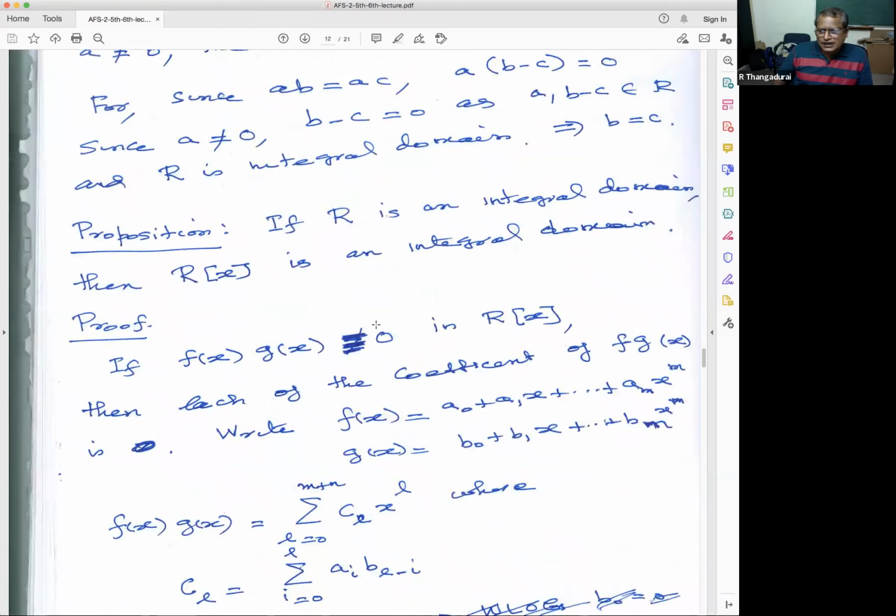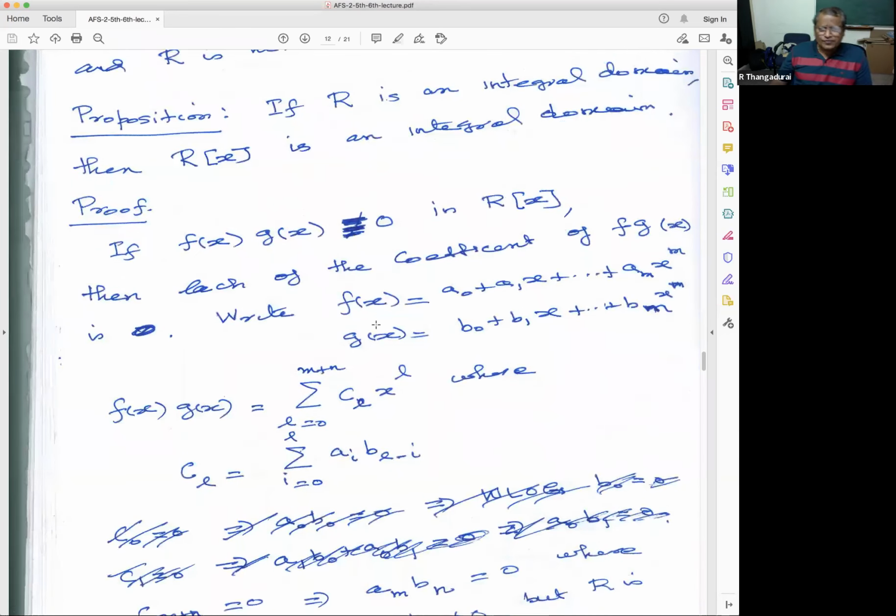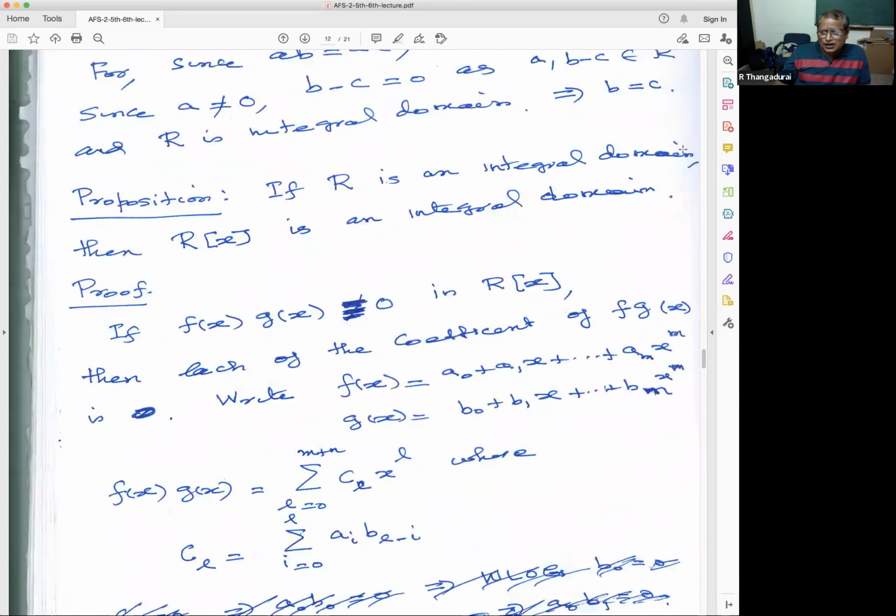If R is an integral domain, then R[x], the polynomial ring, is also an integral domain. Therefore we can keep on adjoining variables: one variable, two variables, three variables. If R is an integral domain, then R[x1, x2, ..., xn] is also an integral domain. So R is an integral domain, then R[x] is an integral domain.